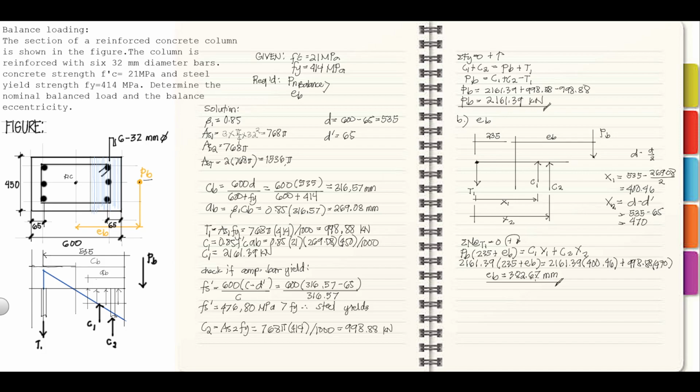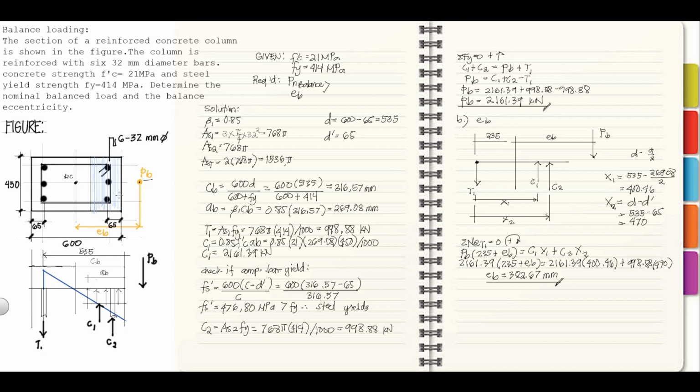Ngayon, bilang conclusion, if we're going to put a 2161.39 kilo Newton load from a distance 382.67 from the plastic centroid of this column, the column tension side will yield at the same time as the concrete in the compression side. Right? So yun yung conclusion, or summary na nakuha na.